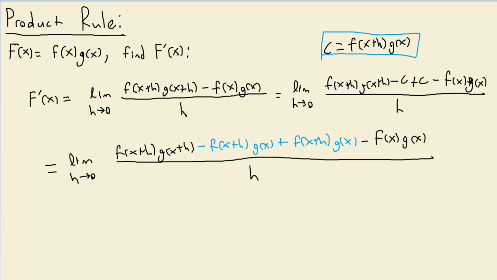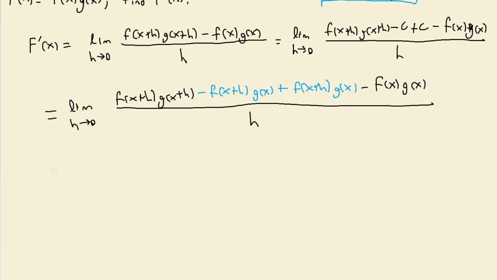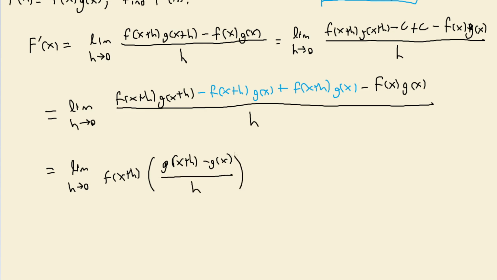And now once again, we're going to move forward as we postulated. The limit as h approaches 0. Here we can pull out that f of x plus h. This is just going to be f of x plus h times, and then I'm actually going to write this a little bit differently. I'm just going to separate this for reasons that will become apparent. g of x plus h minus g of x, all of this over h.